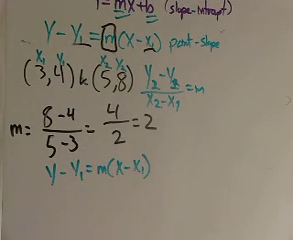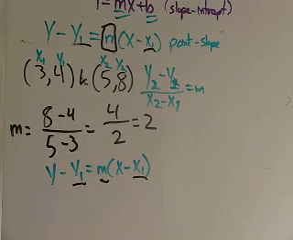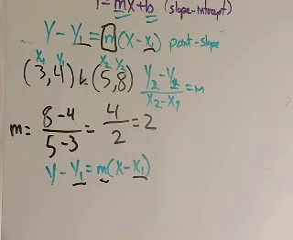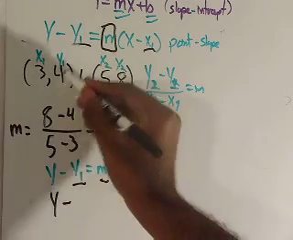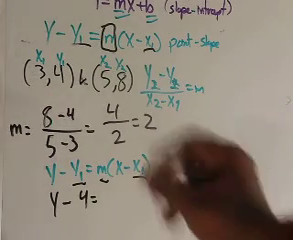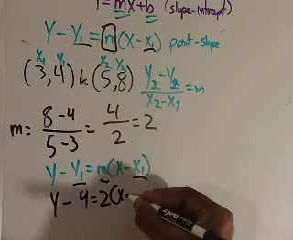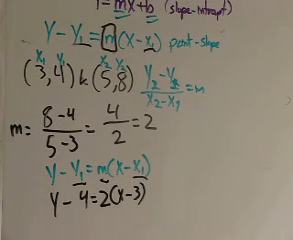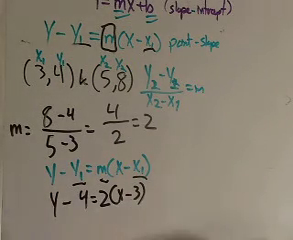So there's my point slope formula: y minus y1 is equal to m times x minus x1. I'm just going to plug in for y1, m, and x1. I'm going to use 3, 4 for x1 and y1. Here's my y1, we found our m, that was 2, and here's my x1. Now I just distribute. 2 times x minus 3 is 2x minus 6.